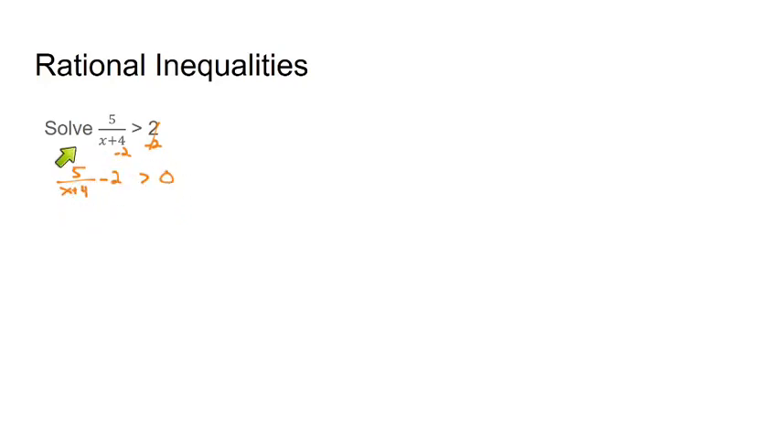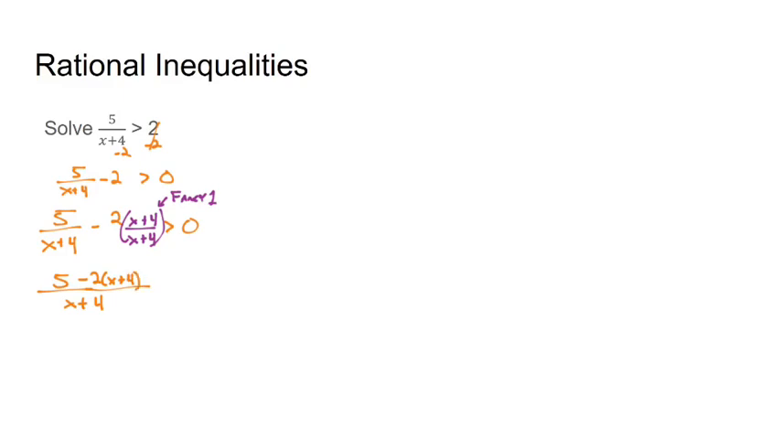Then I want to create one term, one fraction, on the left side of my inequality. So I need to create a common denominator. If I have 5 over x plus 4 minus 2 is greater than 0, you might think, what does this need to have the same denominator as this? And you say, oh, well, it needs an x plus 4. So what we do, as I've laid out in different videos, is multiply by our fancy 1. I'm going to multiply by x plus 4 over x plus 4, which is what I call the fancy 1. And by doing that, what we end up with is 5 over x plus 4 minus 2 times x plus 4, also over x plus 4.